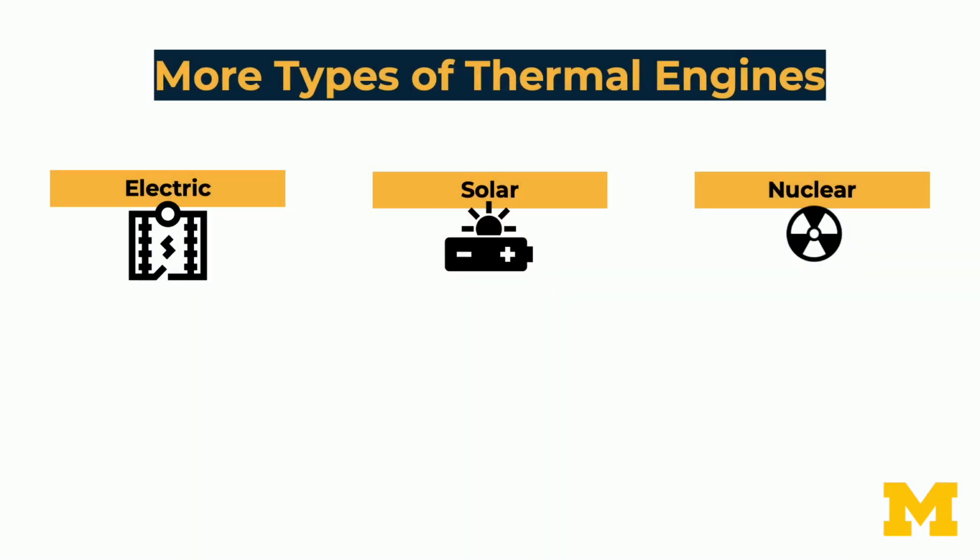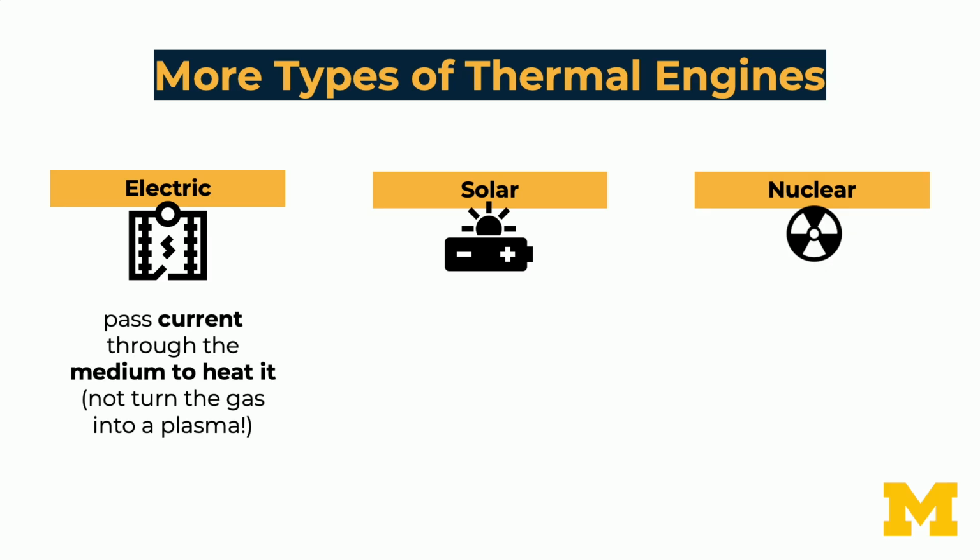We've talked about a plasma thruster, but a plasma thruster is a fundamentally different concept and it is not thermal at all. It uses electric fields to accelerate particles. Very, very different process. So there are more types of thermal engines, some of which we're going to talk about, some of which we're not really going to talk about. But there's electric, there's solar, and there's nuclear.